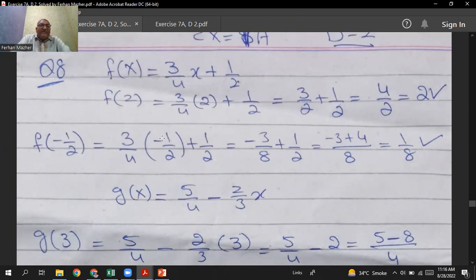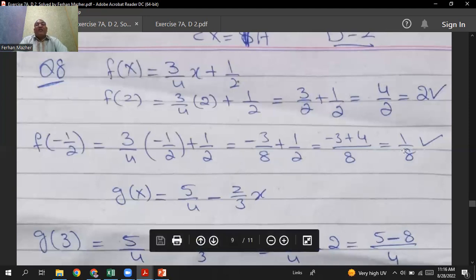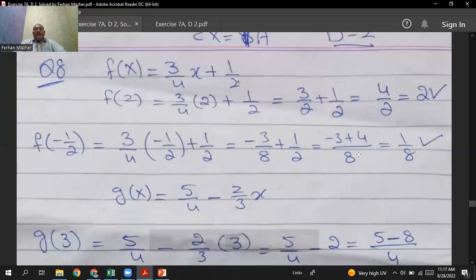The next part, they ask us to find f of minus 1 by 2. So in this formula, in the place of x, I will substitute minus 1 by 2. So you will have 3 by 4 into minus 1 by 2 plus 1 by 2. So minus 3 by 8 plus 1 by 2. So we'll take the LCM. The LCM will be 8. So you will have minus 3 plus 4 by 8 equals 1 by 8. So 1 by 8 is the answer.